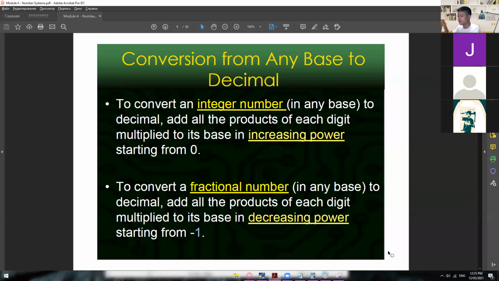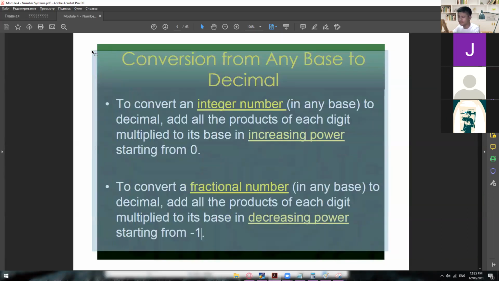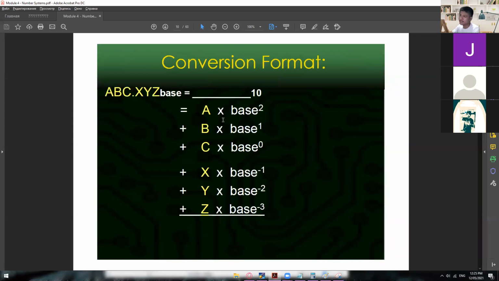Okay. So yeah, I know this one is quite confusing if you're just going to read it and then try to understand it. So let's have an example or the format of this one. ABC is the whole number, and then XYZ is the fraction, or a decimal. For the whole number, you will start with 0 and above. So starting from C, it's 0, 1, and then 2. And then for the fraction part, starting from X, this one is -1, -2, and then -3, and so on and so forth.